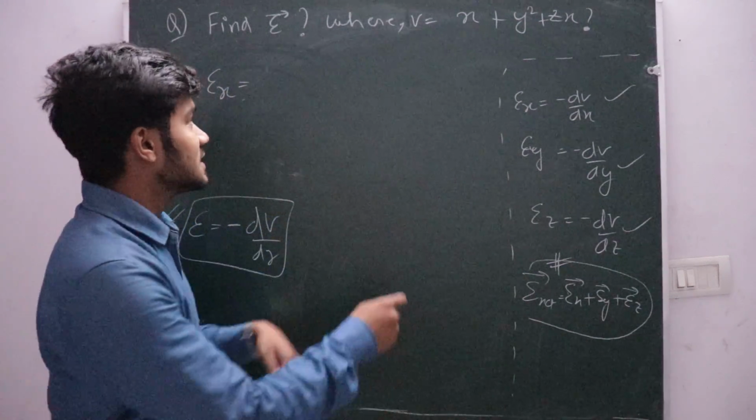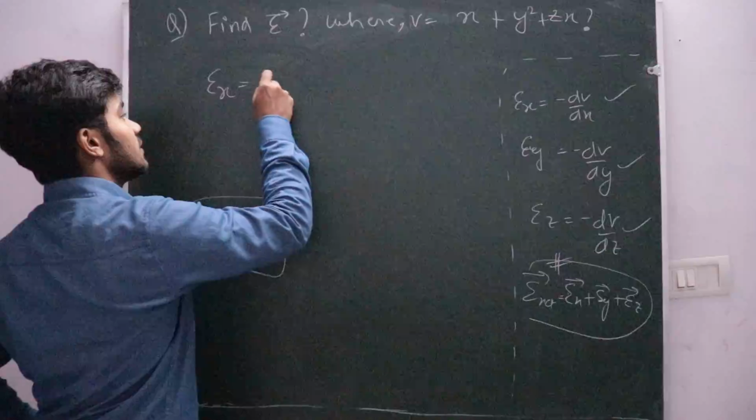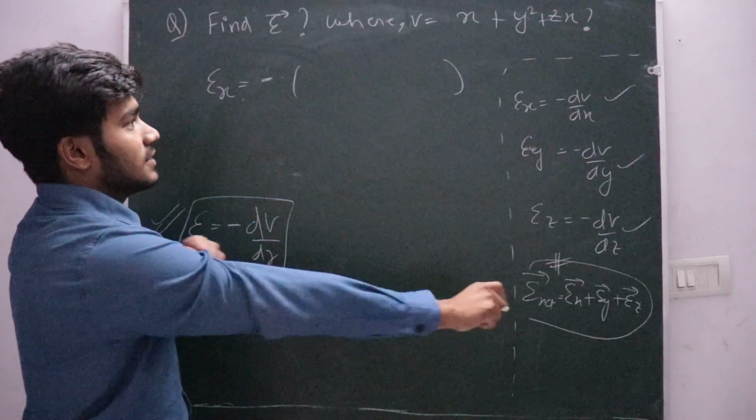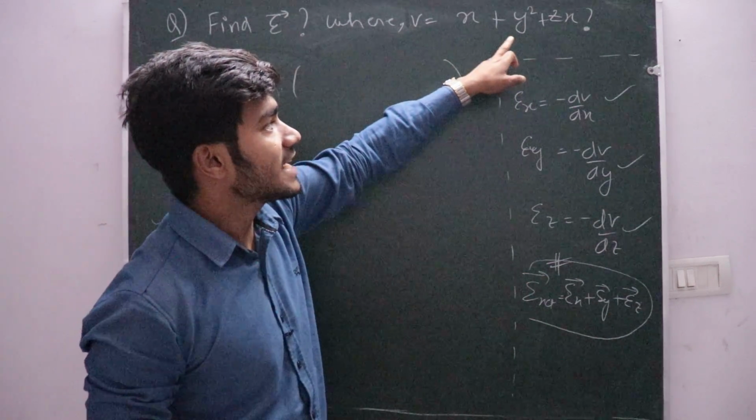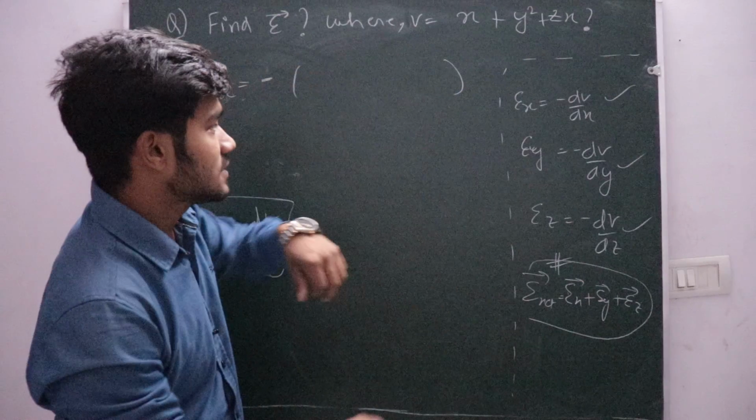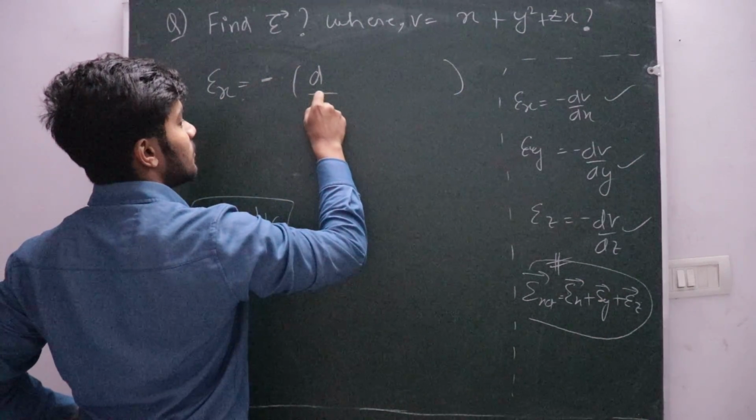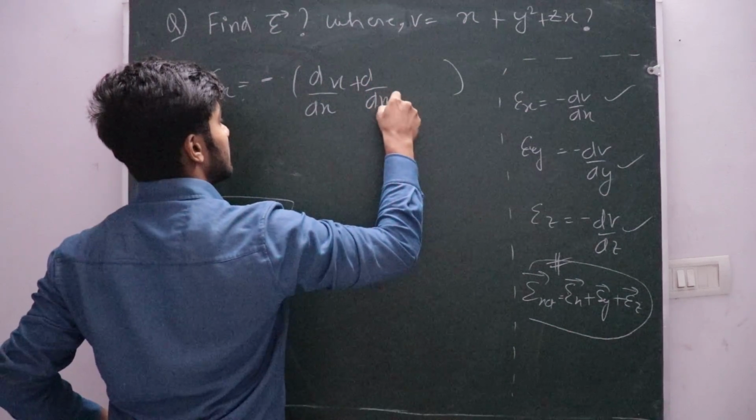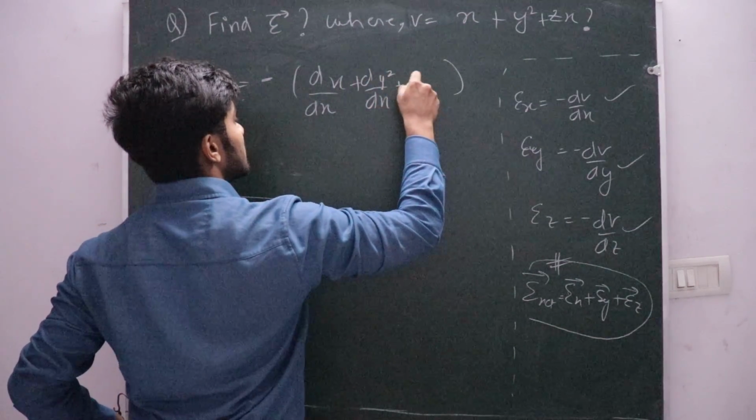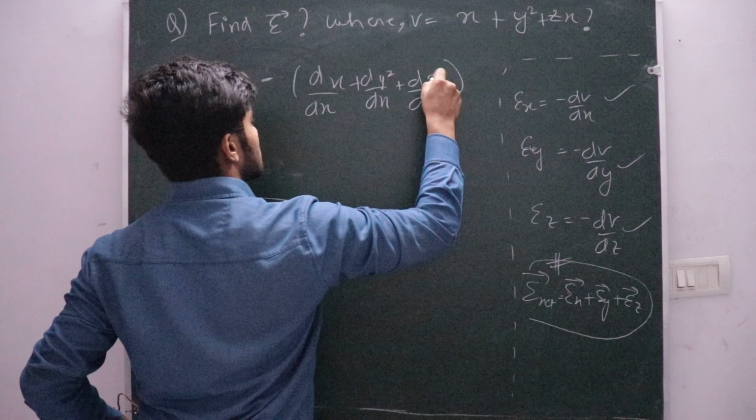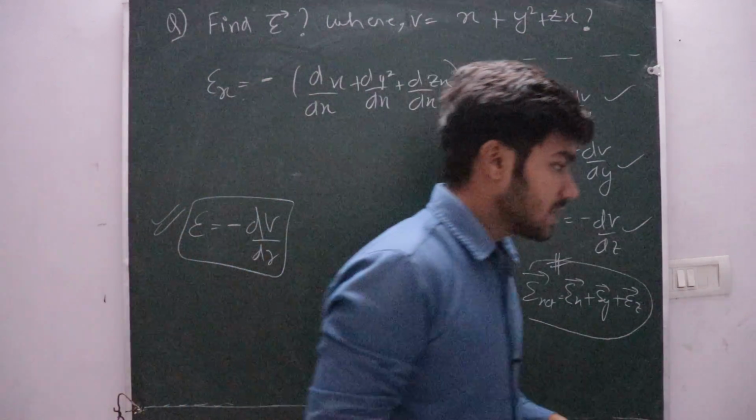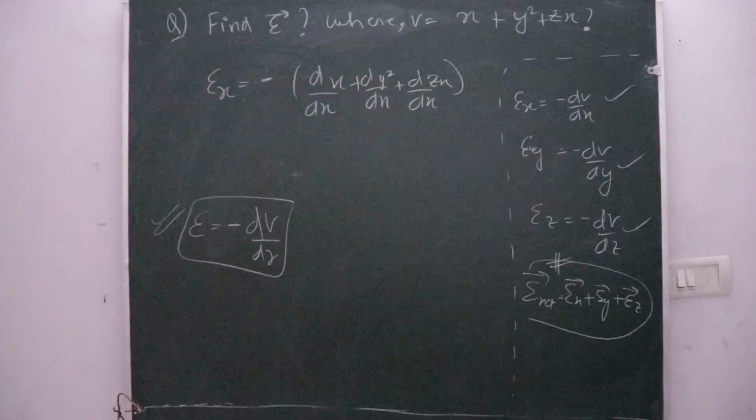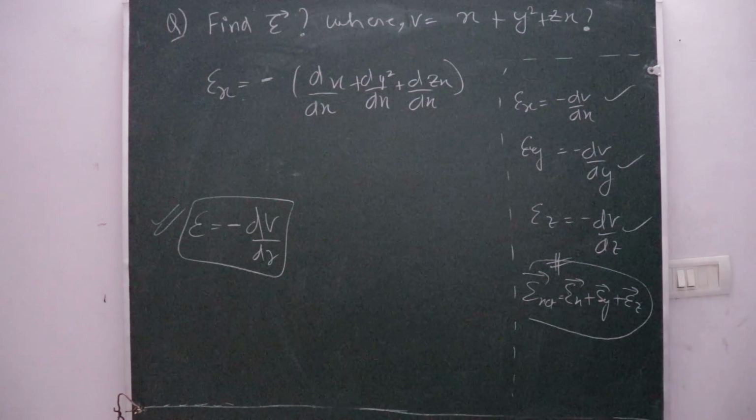As we know, Ex is basically negative of the value of V, x plus y square plus zx. So we will do d upon dx of x, plus d upon dx of y square, plus d upon dx of zx. I am doing this for you and you can do the other two by yourself.